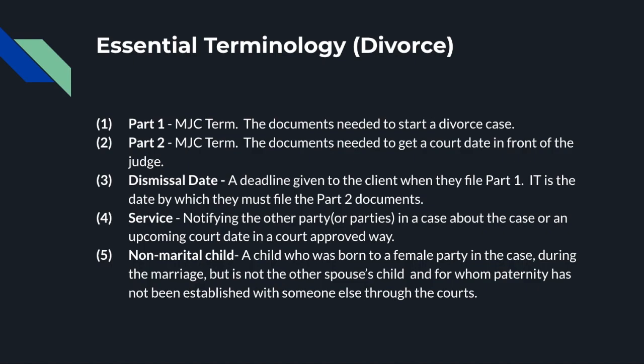The third important term for divorces is the dismissal date. The dismissal date is unique to Milwaukee. I don't believe any of the other counties in Wisconsin use it. A dismissal date is a deadline to turn in the Part 2 paperwork. When you file your Part 1, the court gives you this deadline by which you have to turn in the Part 2. But what is tricky about it is it looks like a court date. Literally, the form says notice of hearing.